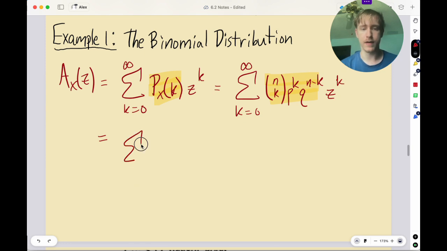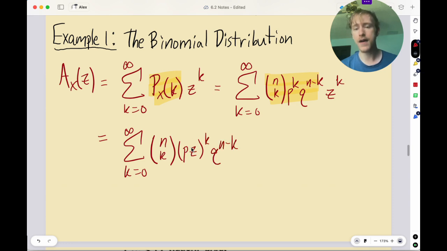So this is going to be the infinite sum from k equals 0 to infinity of the binomial coefficient times pz to the k times q to the n minus k. And then what we have is a situation where we have the binomial coefficient n choose k, something to the k, something else to the n minus k, and by definition of the binomial theorem, that is going to be the first something plus the second something to the n power.